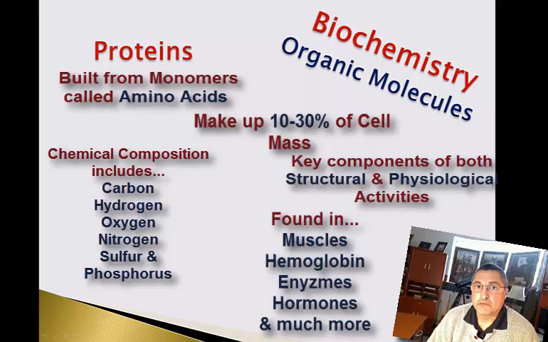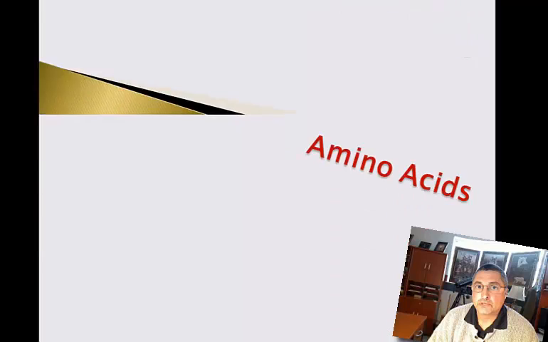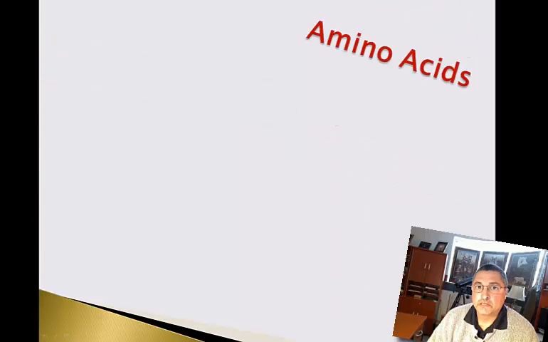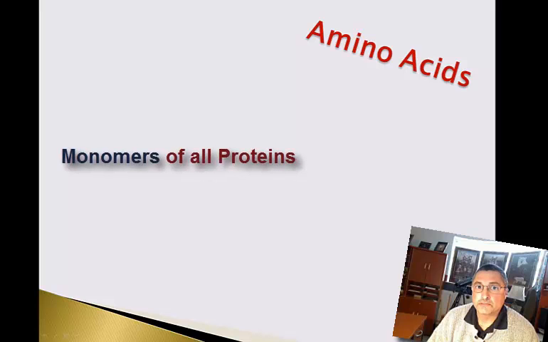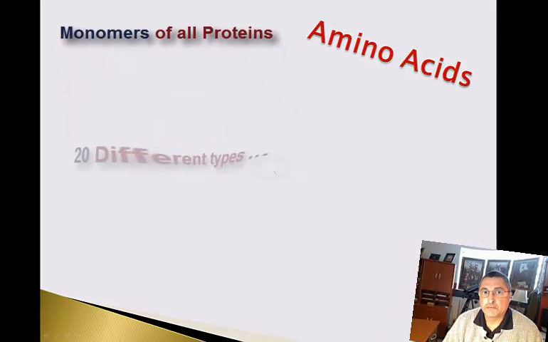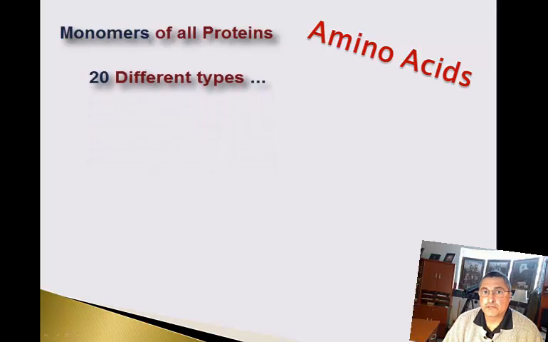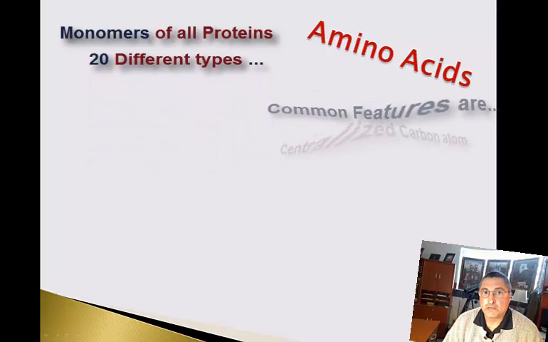Proteins, as well as the amino acids, are going to be composed of some key elements. Those elements are carbon, hydrogen, oxygen, nitrogen, sulfur, and phosphorus. Let's look at those amino acids. Amino acids are going to be the basic monomers of all proteins. There's going to be 20 different types of amino acids found in our body. Now, these 20 different amino acids have some things in common.